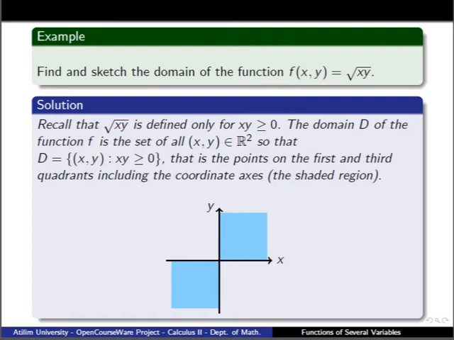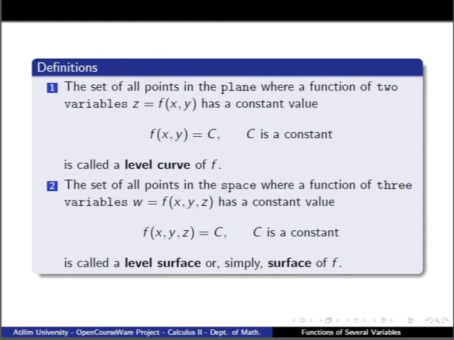Now, I want to give two more definitions related with the functions of two variables and three variables. Those are level curve and level surfaces, where most of the time for the words level surfaces, we will simply say surface. It is the function of three variables f of x, y, z, which equals a constant. Those definitions most of the time are used in the solutions of some typical problems which are given in the lecture notes.